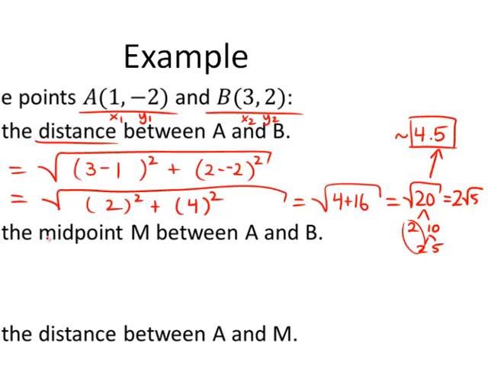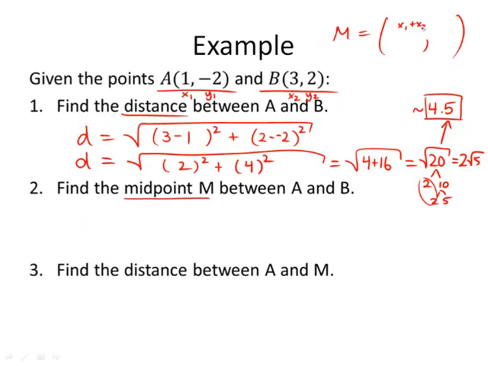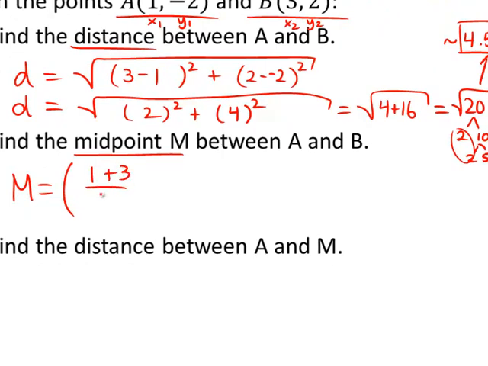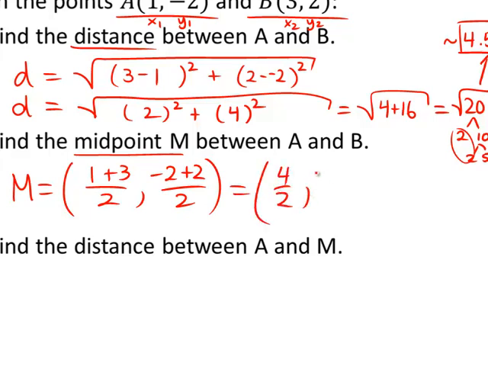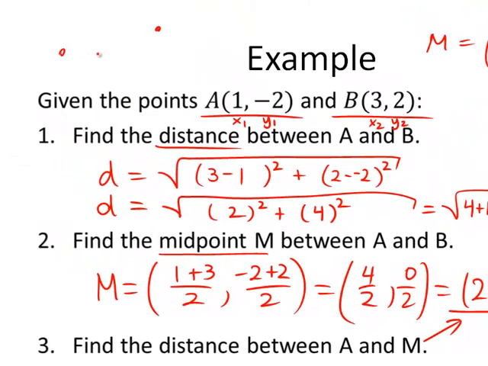Great. Now, recall, how do we find the midpoint between 2 points? Remember, the midpoint is really the average of your x's for your x value and the average of your y's for the y value. So let's try that. The midpoint of A and B is going to be 1 plus 3 over 2, -2 plus 2 over 2, giving us 4 over 2 and 0 over 2, which gives us 2, 0. So this is now point M, the midpoint. If you imagine A and B somewhere, M is the point directly in between those 2 points.